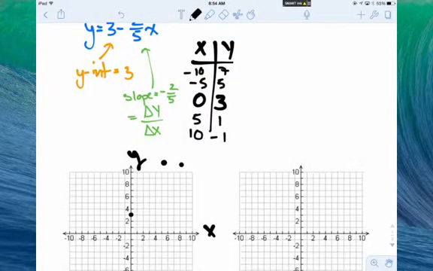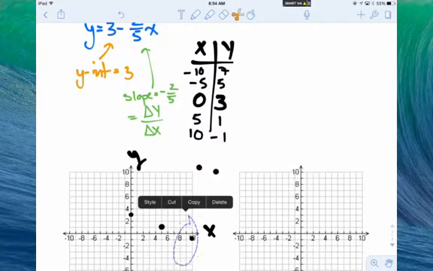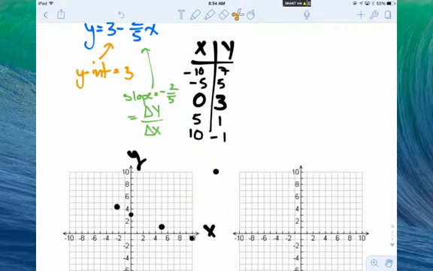So 1, 2, 3, 4 points we'll draw. So here we'll draw the point 5, 1. Here we'll draw the point 10, negative 1. And negative 5, 5. And negative 10, positive 7. All right, not so bad.